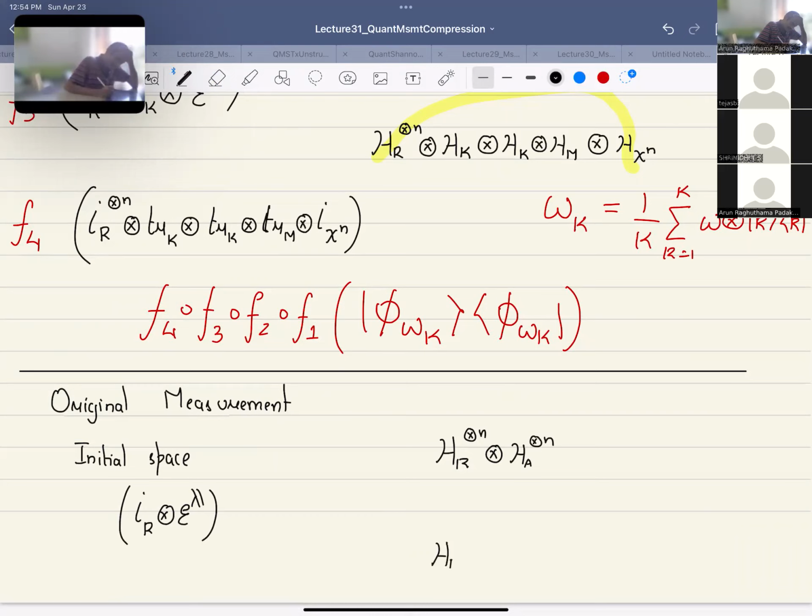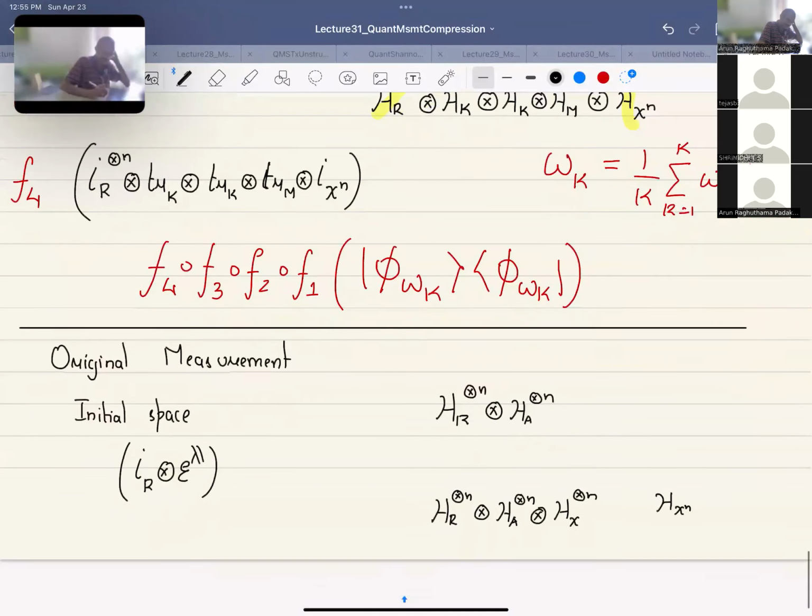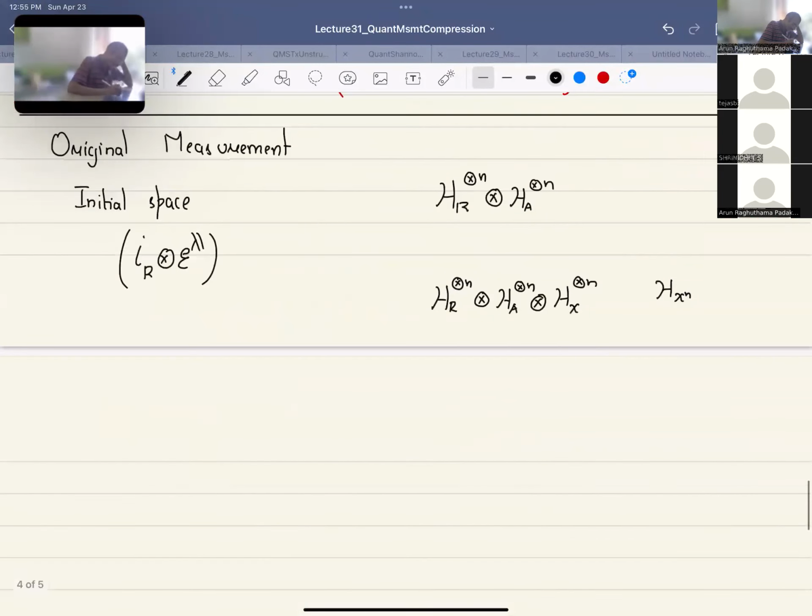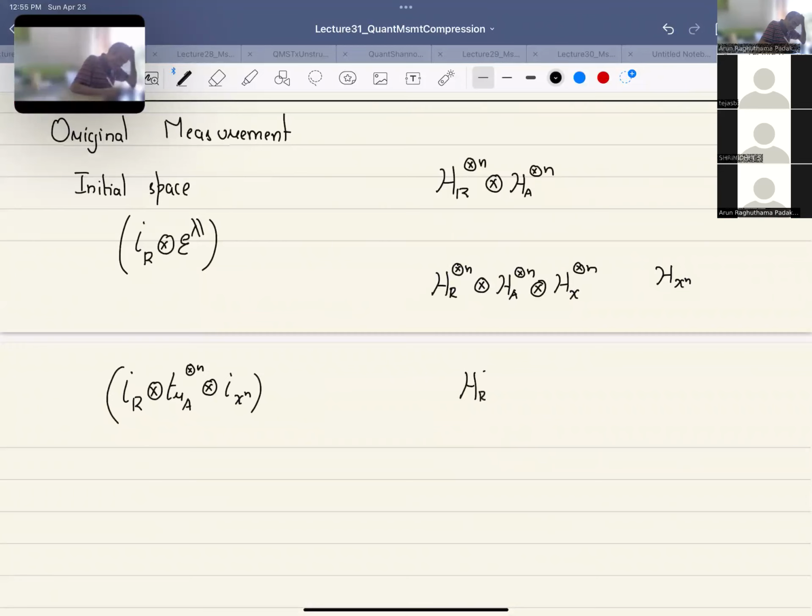What do I end up with? HR tensor n tensored with the particle space, which remains as is, but I have done the measurement and the outcome registers will live in their own space. This is lambda x tensor n. Sometimes I call this lambda xn or lambda x tensor n. Same. Next, you trace out the particle. That's all that's happening in the original measurement. Trace out A tensor n, and you keep your register as is. So I end up with HR tensor n tensored with HX tensor n.